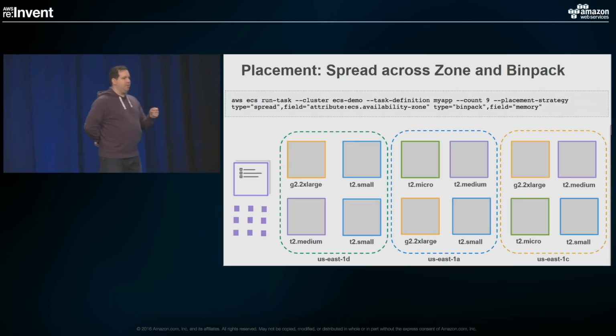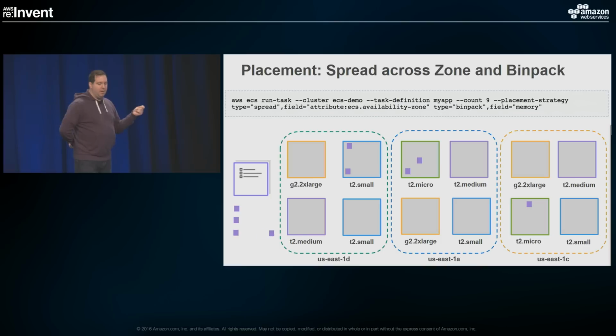Here's the example that I mentioned earlier, I think super useful if you have a service that you want to spread, but then actually optimize for cost. You would chain your placement strategies together and ask to spread the task across availability zones, but also bin pack, in this case, on memory.